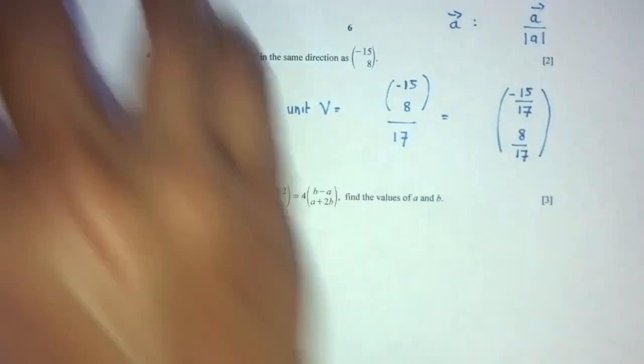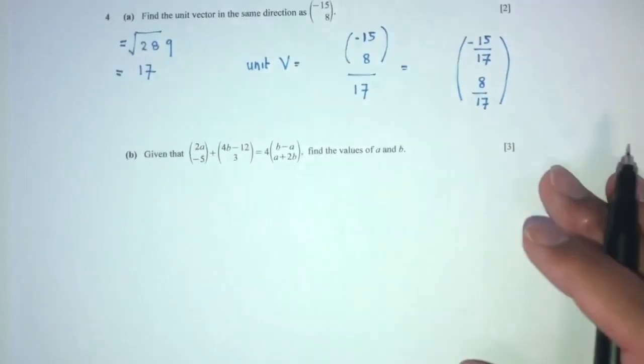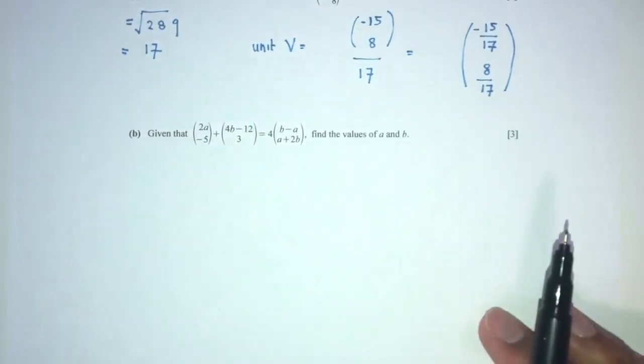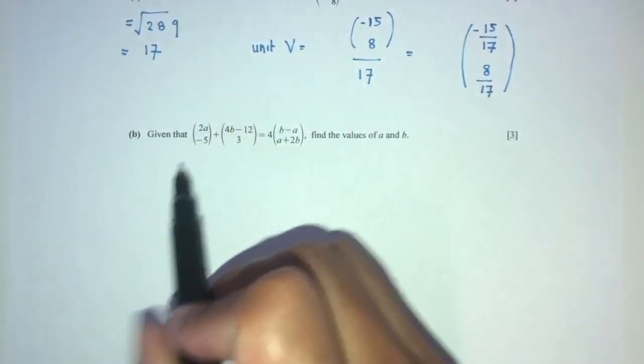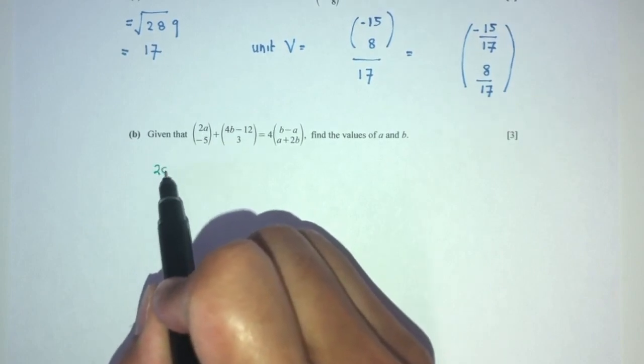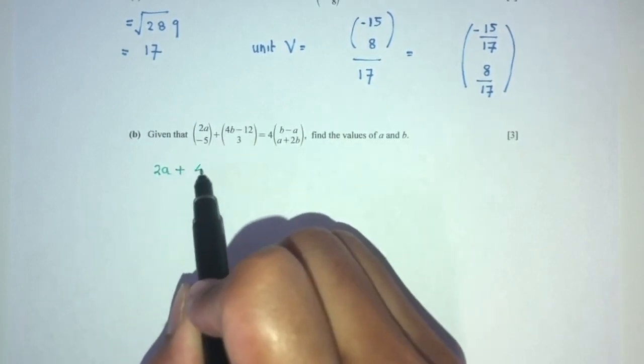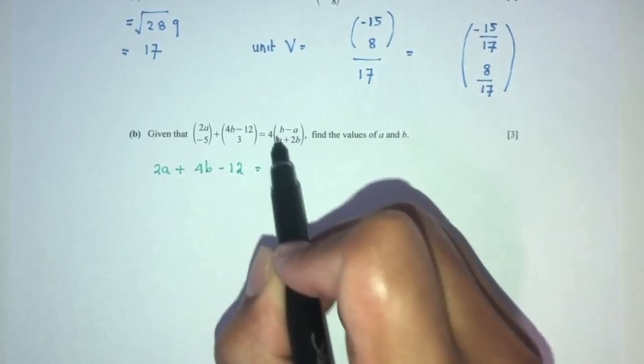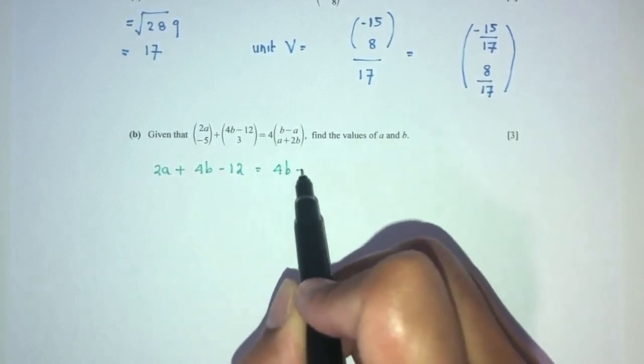Now for part B, what do we have? Given that we have this sum here, we have to find the values of A and B. Again, step by step, how do we perform this? We do understand that we take the first line. If we add 2A plus 4B minus 12, we're supposed to get this. So 4 times B minus 4A.